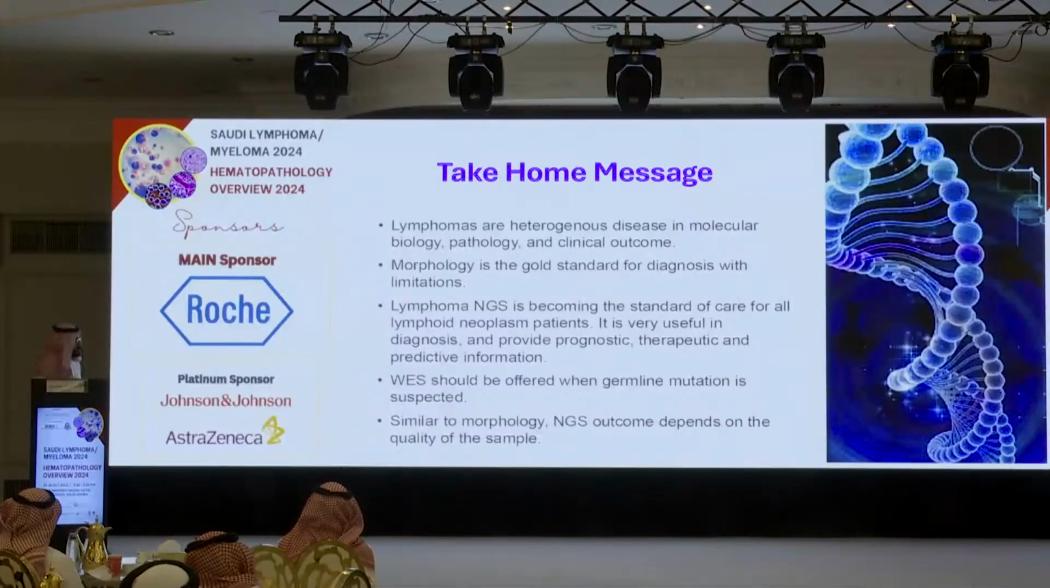Lymphoma NGS is becoming a standard of care now. Lymphoid neoplasm patients should be offered a lymphoid NGS panel. It can give therapeutic, prognostic, and predictive information. Whole exome sequencing or whole genome sequencing is good if you are suspecting germline, because some people have multiple family members with lymphoma. So if you think they are at higher risk of lymphoma from the germline perspective, then whole exome sequencing will be very helpful. Similar to morphology, NGS molecular test will depend on the quality of the sample. So if you have a bad sample, it will be difficult to get a good molecular result.